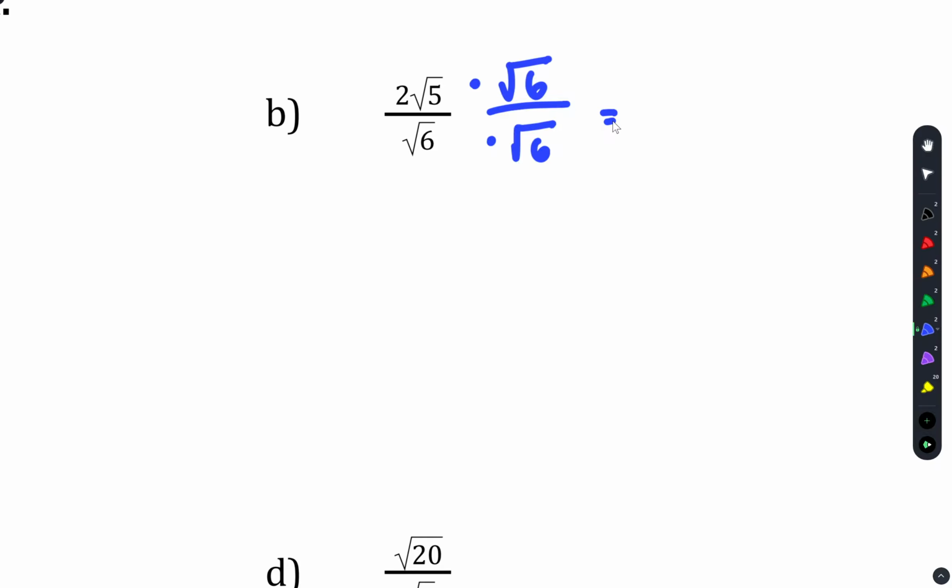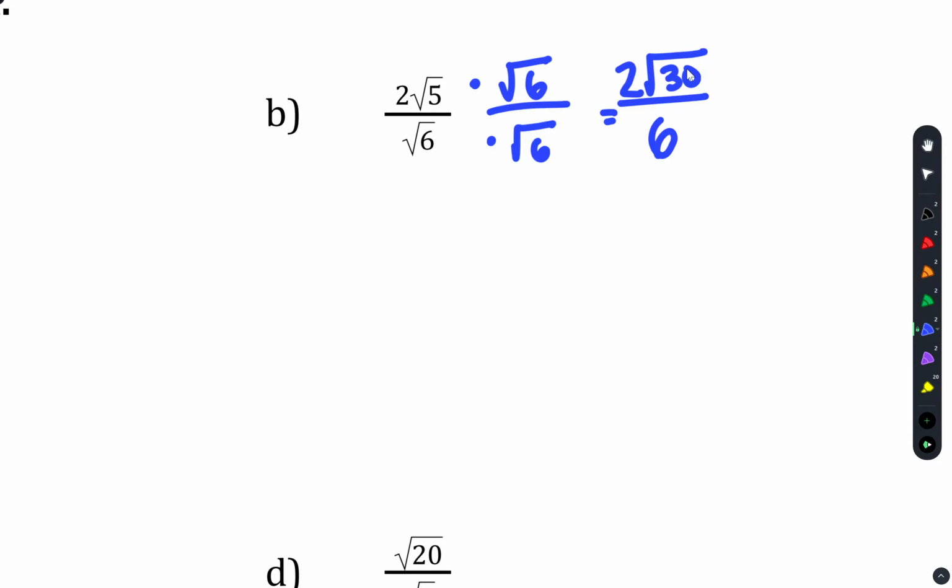So the bottom, I multiply radical 6 by radical 6. Now what do I have left in the bottom? The radical 36, which simplifies to 6. That's my goal, is to get rid of that square root. On the top, 2 radical 5 times radical 6. Our multiplication rules from Friday are that outsides go together, insides go together. On the outside is a 2. On the inside, 5 times 6 makes 30. Any questions right now?